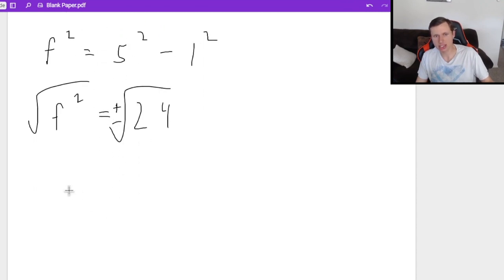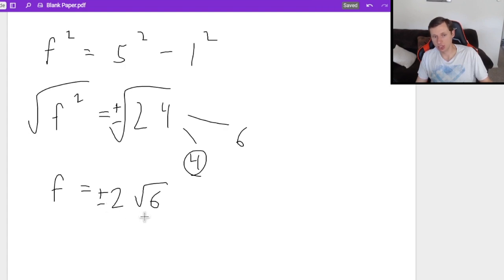That's plus or minus. F is going to equal, well, let's see, 24 breaks up into 4 and 6, and 4 is a perfect square root. So that will then get you 2 root 6, plus or minus 2 root 6. And again, that is in the y direction.